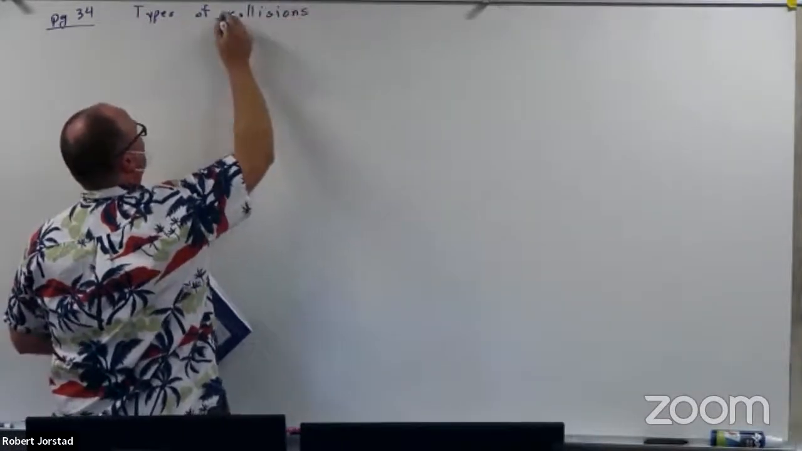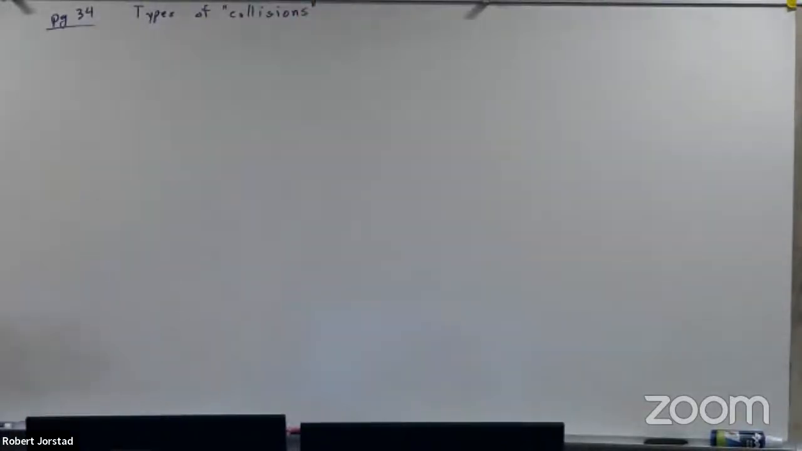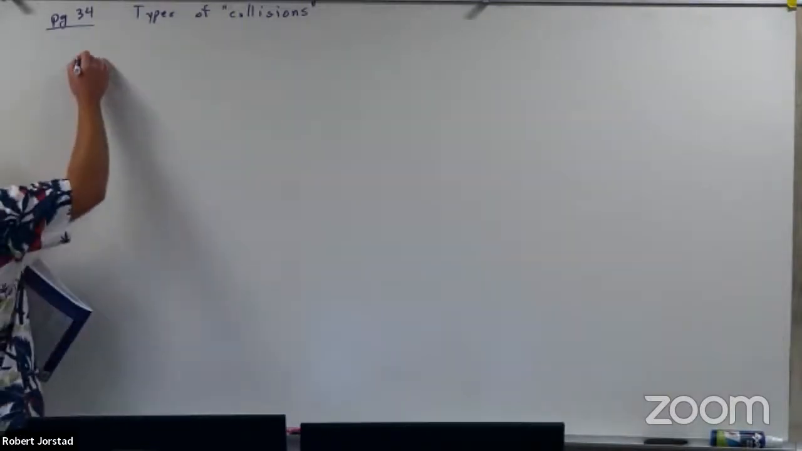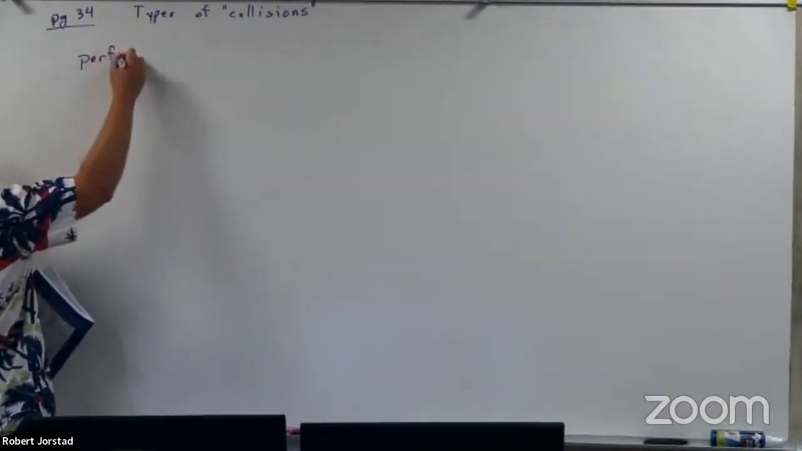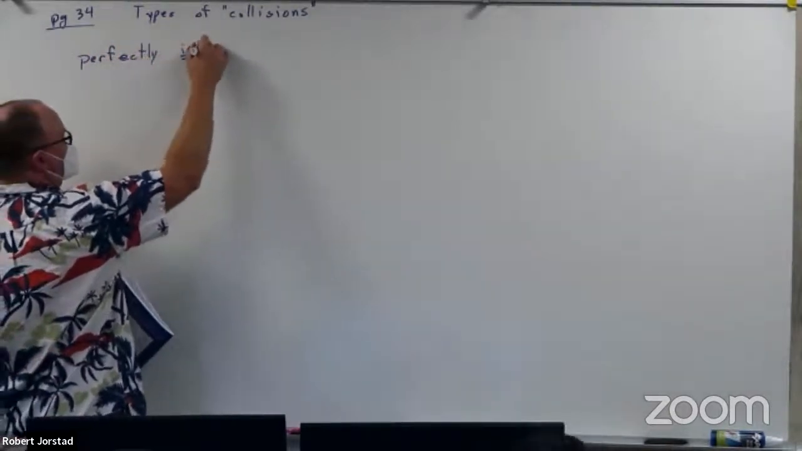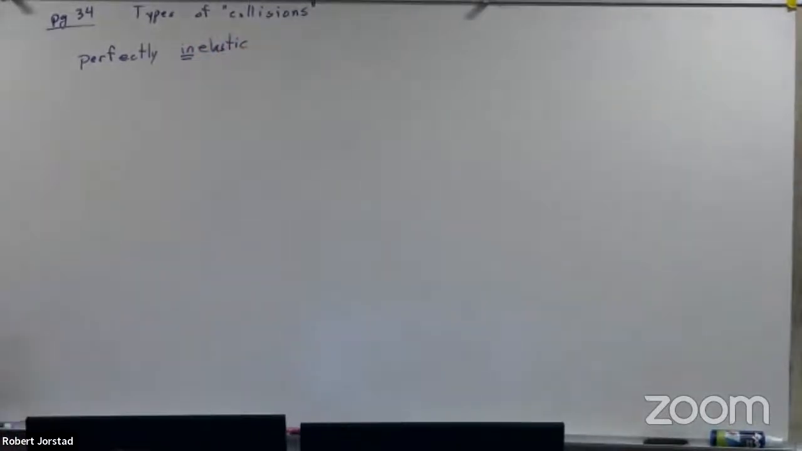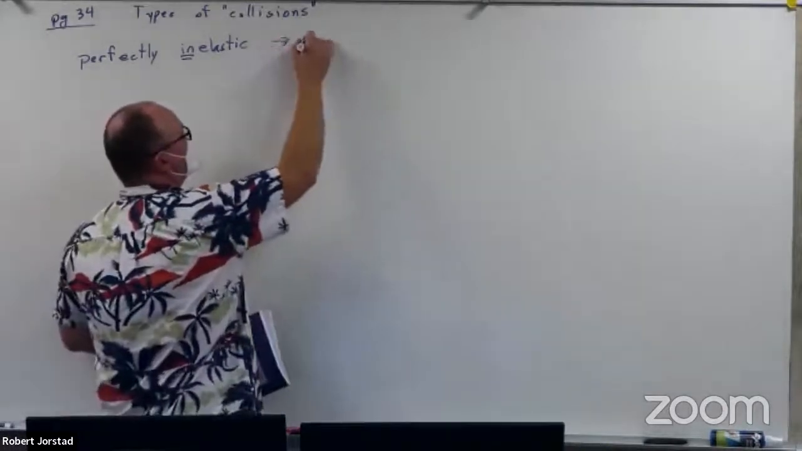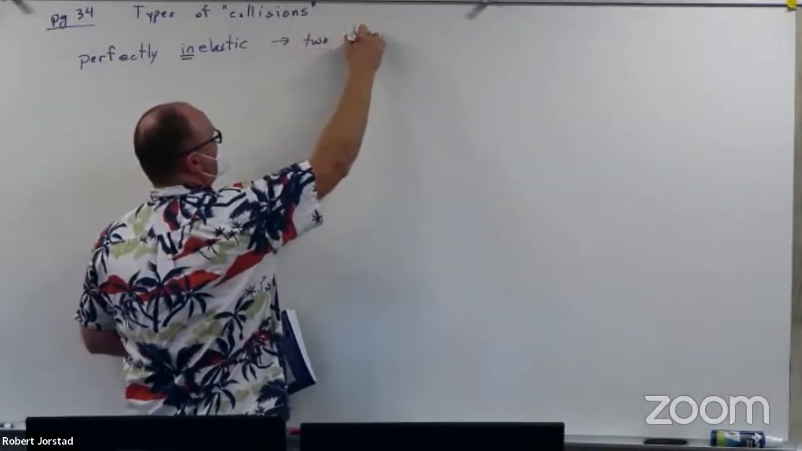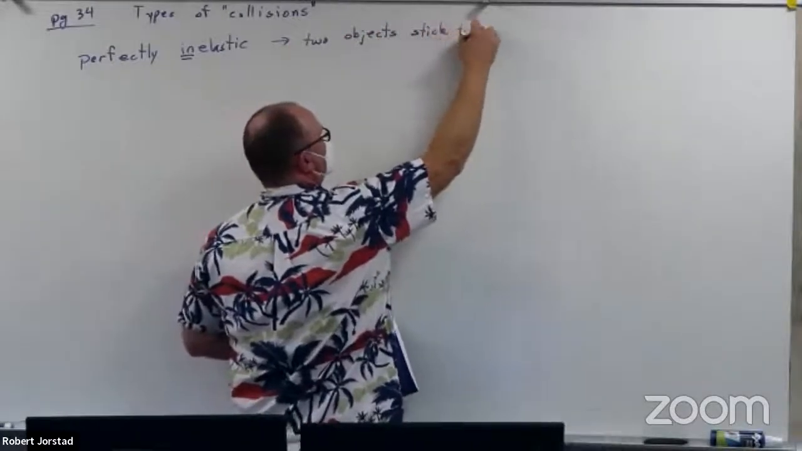I'm going to call these types of collisions because some of them are also explosions, okay? Now, when I do this, the first one you'll see is perfectly inelastic. The main property of a perfectly inelastic collision: two objects stick together.